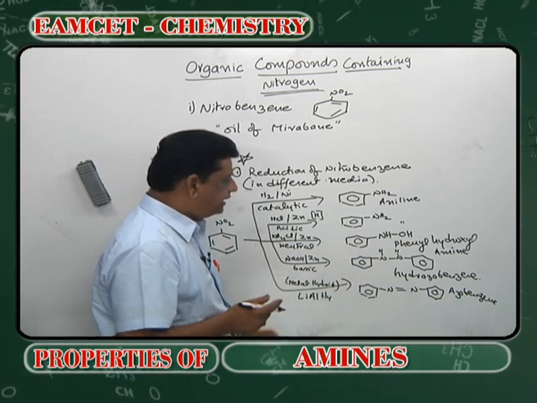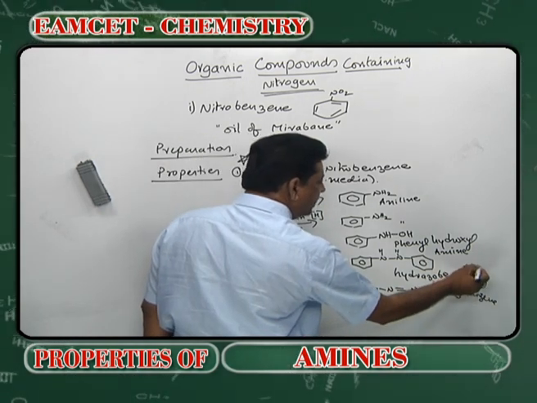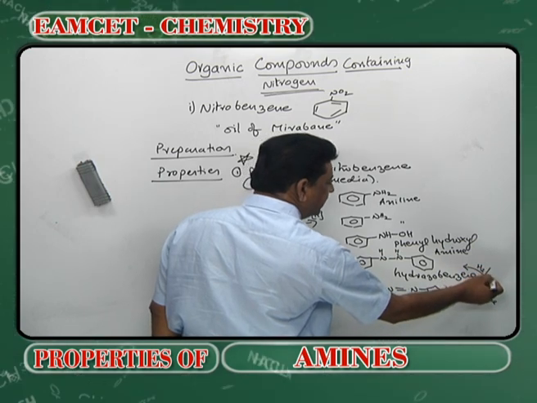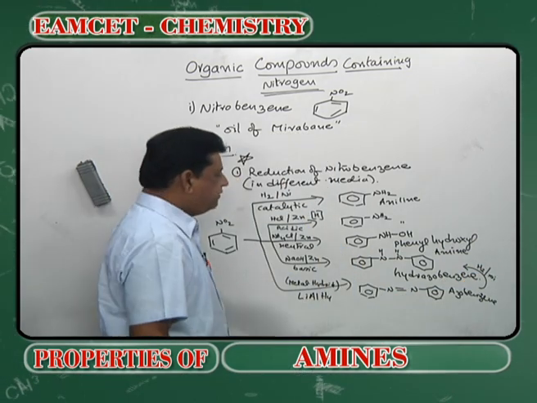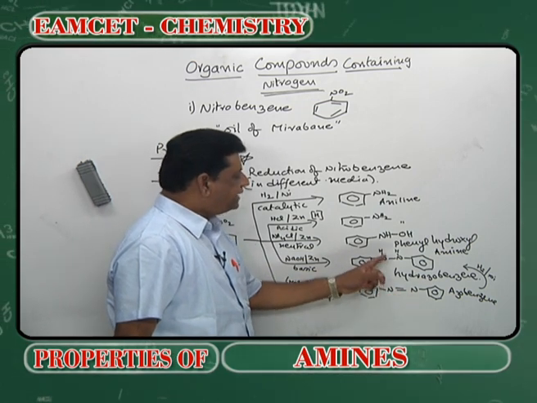Therefore, it is called hydrazobenzene. This is azobenzene. In fact, you can convert azobenzene to hydrazobenzene by adding 1 mole of hydrogen in the presence of a catalyst like nickel. Slowly, the double bond will get reduced to NH.